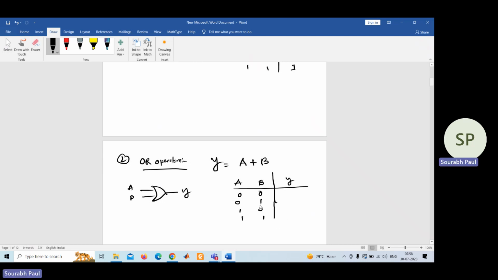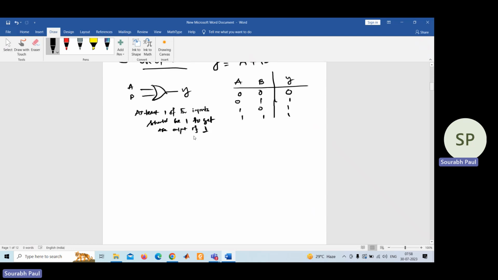And in case of OR gate, the logic is if one of the inputs is 1, then only the output will be 1. So in the first case, both the inputs are 0. None of the inputs is 1, that's why the output is 0. And for all the remaining cases, at least one of the inputs is 1, so that's why the output will be 1. At least one of the inputs should be 1 to get the output of 1. Okay, so this is the principle followed in OR gate.